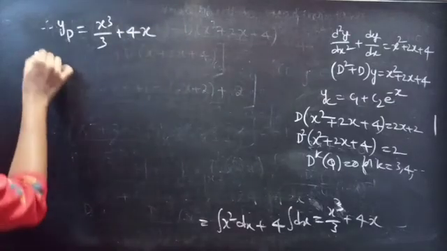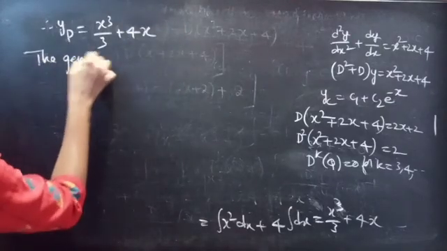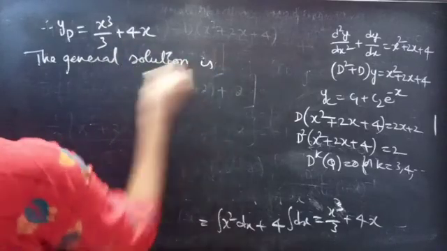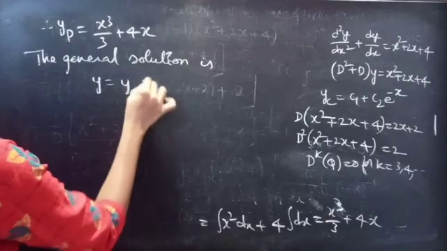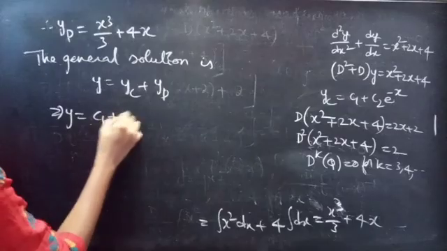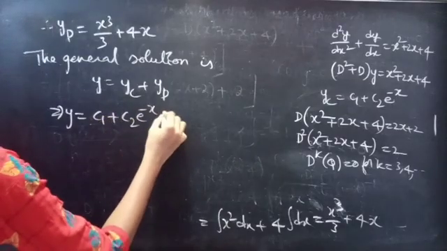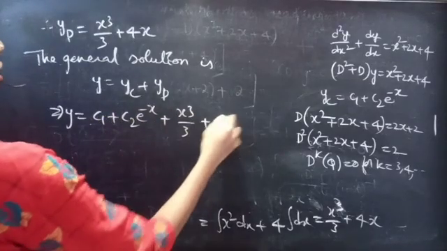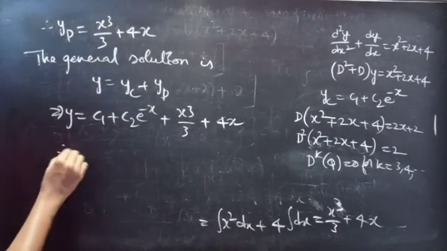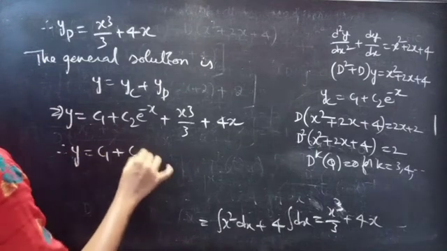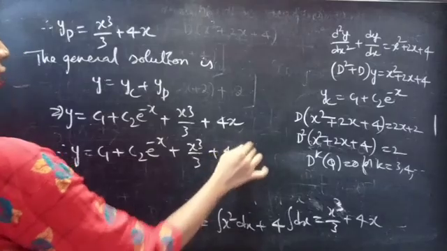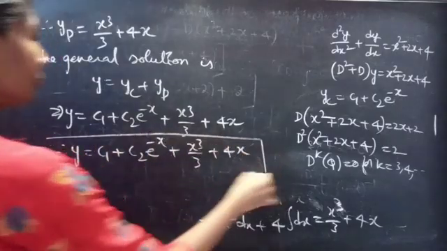Now let's write the general solution. The general solution is given by y equals yc plus yp. Then y equals, we have yc, c1 plus c2 e power minus x, plus yp, x cubed by 3 plus 4x. Therefore, y equals c1 plus c2 e power minus x plus x cubed by 3 plus 4x is the required solution.